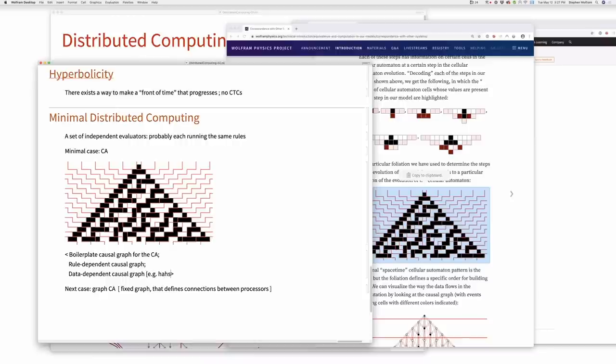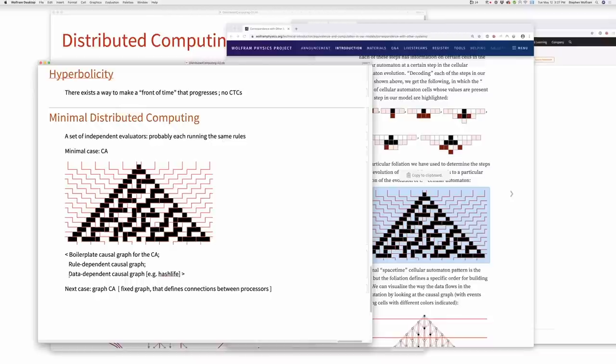I think it's still rule dependent. It is. Yeah, this is a hierarchy, right? There's the boilerplate graph, which is just dependent on the background space. Then there's the rule-dependent one, and then... Well, all you can really say here is that the real causal graph, which is the data-dependent one, is a subset of the rule-dependent one, which is a subset of the boilerplate one. Yes, like those other two are virtual. They're not ever really instantiated, right? That's true. I mean, in the physics case, that's absolutely true.